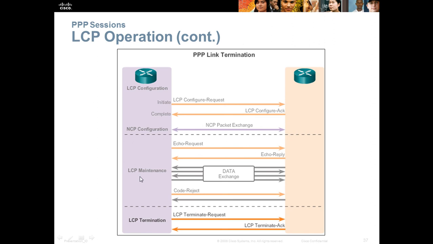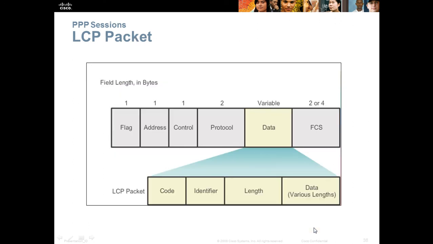And the second stage is the LCP maintenance: echo request, then echo reply, and between the sending and receiving devices the data exchange depends on the code. If the code is reject, then finally LCP termination: LCP terminate connection request, and then LCP terminate acknowledgement. This is the structure of an LCP packet. Field length is in bytes.